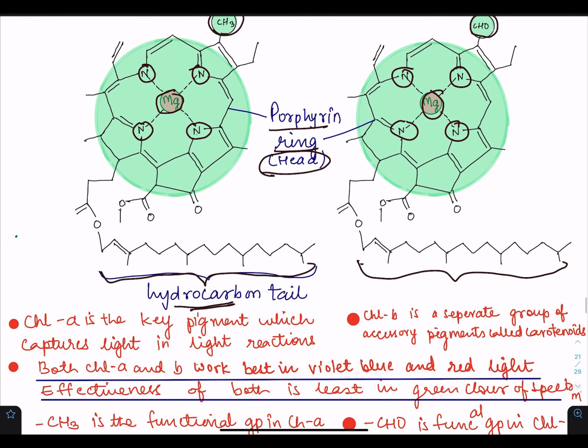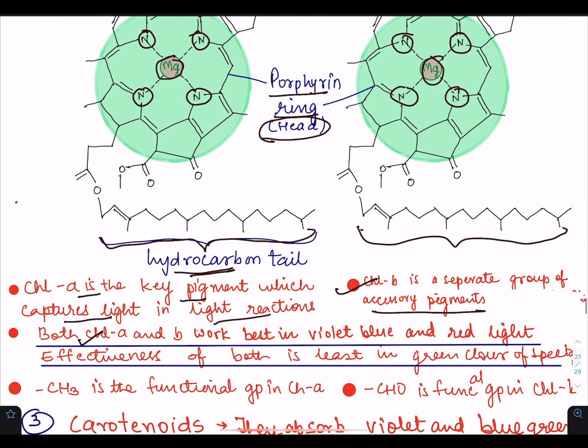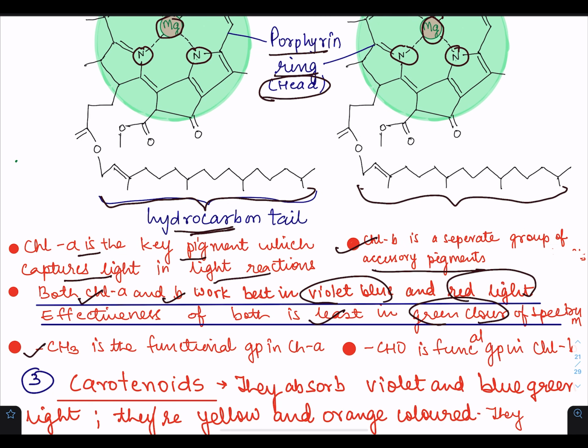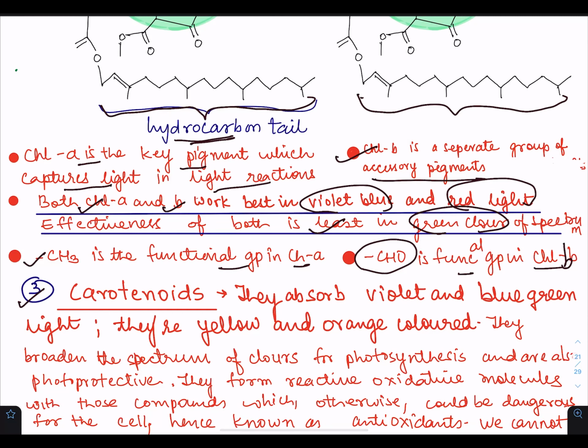Chlorophyll A is the key pigment which captures light in light reactions, while chlorophyll B is a separate group of accessory pigments. Chlorophyll B is an accessory pigment. Both chlorophyll A and B work best in violet, blue and red light. Effectiveness of both is least in the green color of the spectrum. As we saw in the diagram, CH3 is a functional group in chlorophyll A and CHO is a functional group in chlorophyll B. Coming to the third pigment, that is carotenoids.